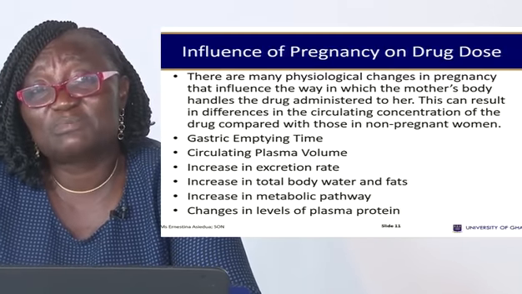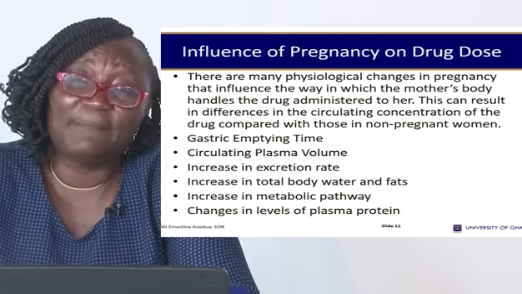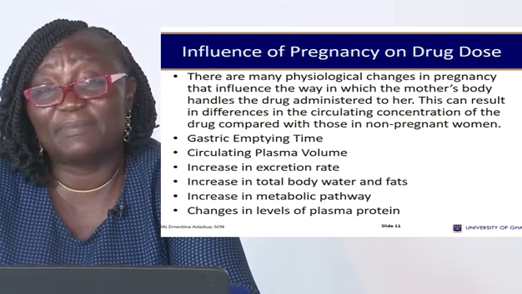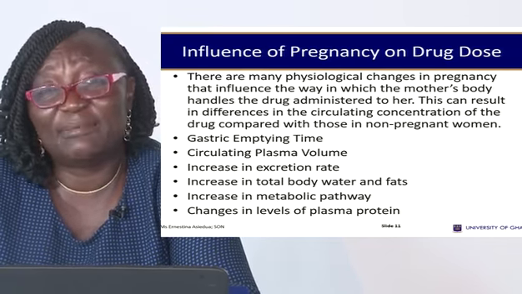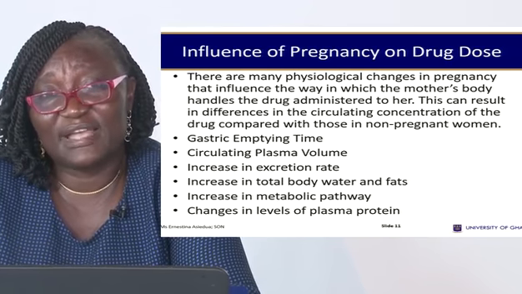The circulating plasma volume goes up during pregnancy. Remember, we said that plasma volume is very high. So if the circulating plasma volume is high, then the blood can get to the tissues very fast.